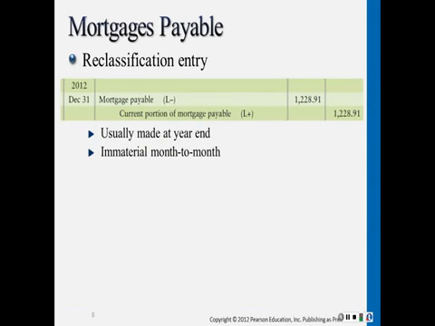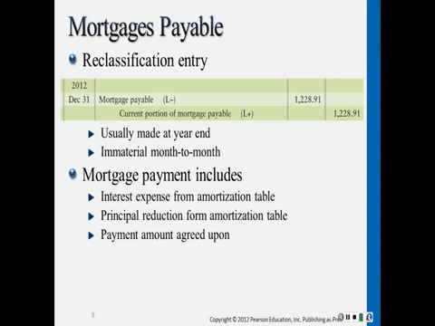So after reviewing the amortization schedule, we would reclassify the portion of the $100,075 mortgage balance that is current as a debit to mortgage payable and a credit to the current portion of the mortgage payable for $1,228.91. The current portion of the mortgage payable is adjusted each year end on December 31st rather than monthly, since the change to the account is not material from month to month.